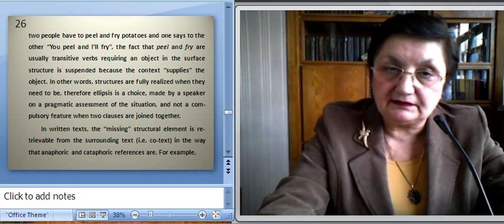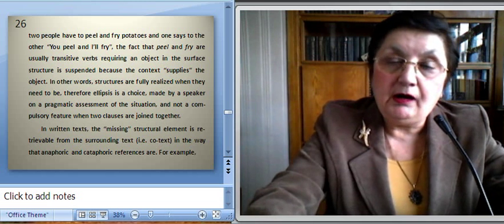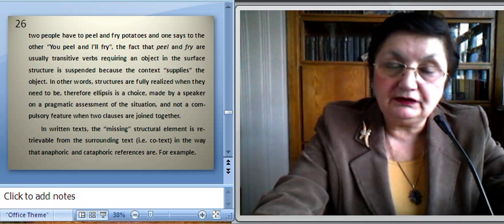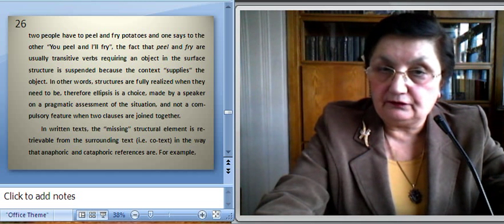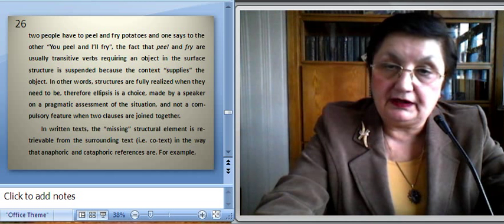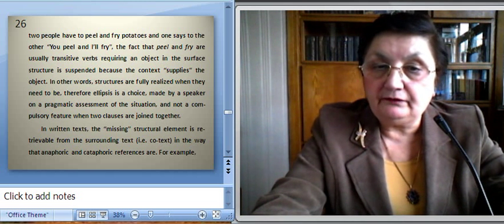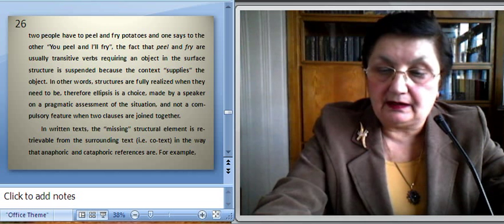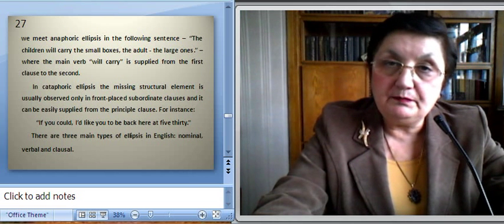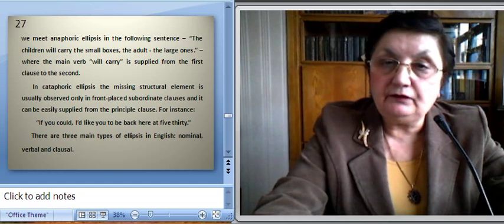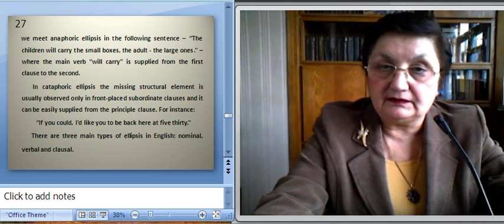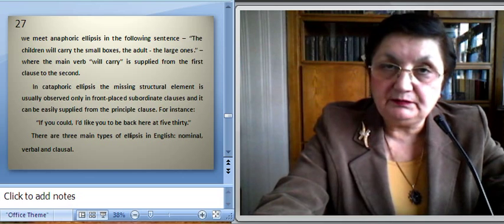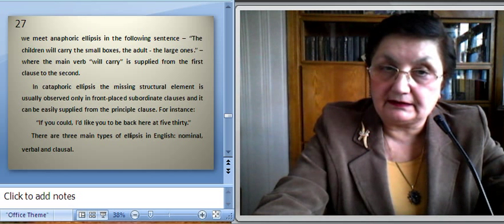For example, we meet anaphoric ellipses in the following sentence. The children will carry the small boxes, the adults the large ones, where the main verb "will carry" is supplied from the first sentence to the second. In cataphoric ellipses, the missing structural element is usually observed in front-placed subordinate clauses and can be easily supplied from the principal clause. For instance, if you could, I would like you to be back here at 5:30.